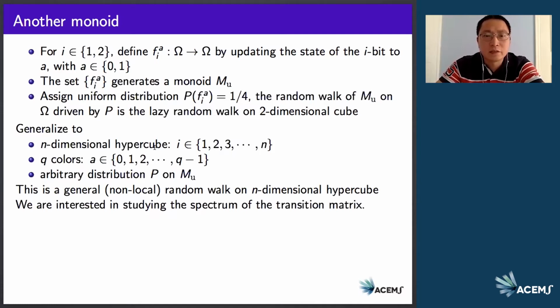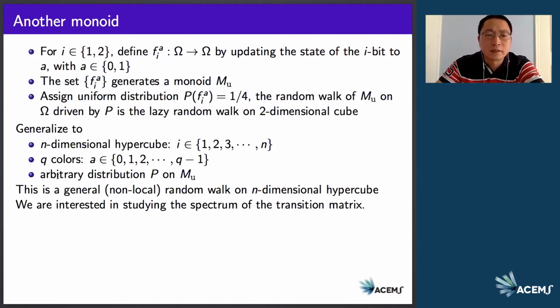Like instead of 2 bits, we can have n bits. So 2 bits is a 2-dimensional cube. The n bits will be this n-dimensional hypercube. And instead of binary, we can generate, let's say, Q colors. Q colors means that the A is not 0 and 1, but it can be 0, 1, 2, up to Q minus 1.